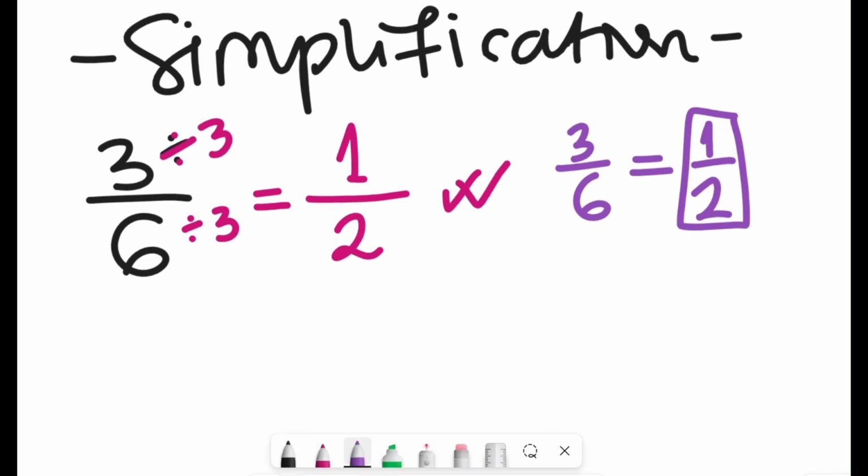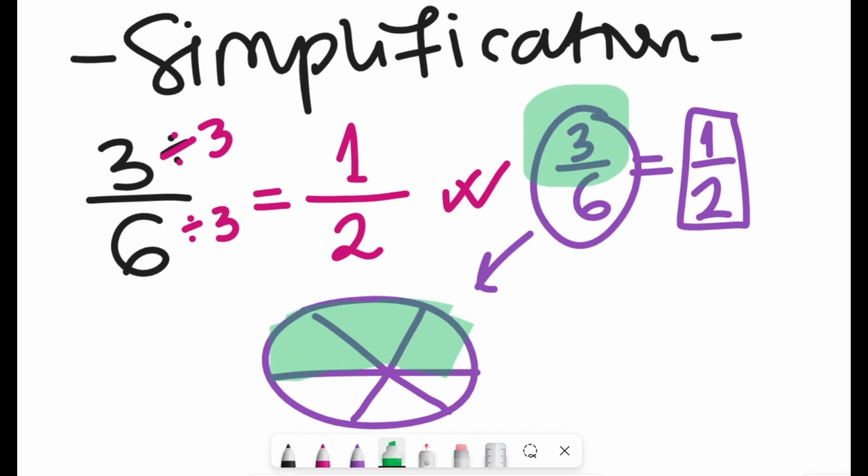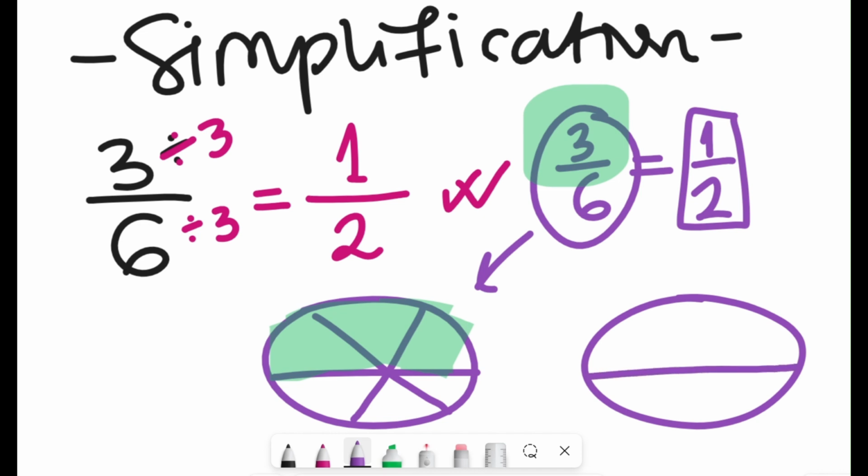If we have, for example, 3 over 6, we know that we have to split our shape into 6 equal parts. 1, 2, 3, 4, 5, 6. Out of these 6 equal parts, we have to color 3 of them, right? Because it's 3 out of 6. Okay, on the other side, the same shape we split into 2 parts, but out of these 2, we will color only 1 out of 2. Oh, but isn't this the same? Isn't this the same as this? That means these two are actually equal.